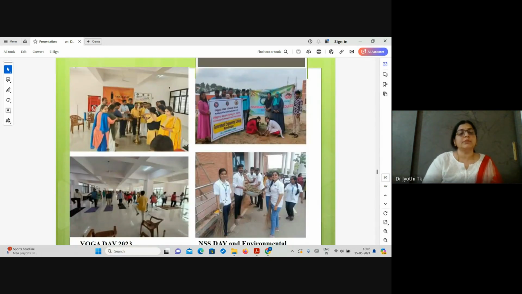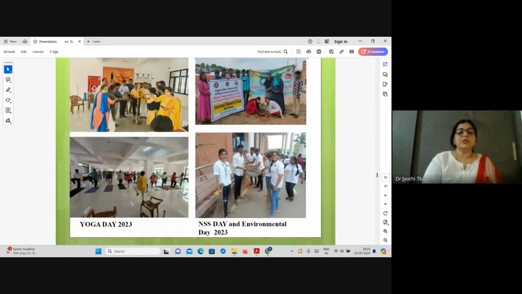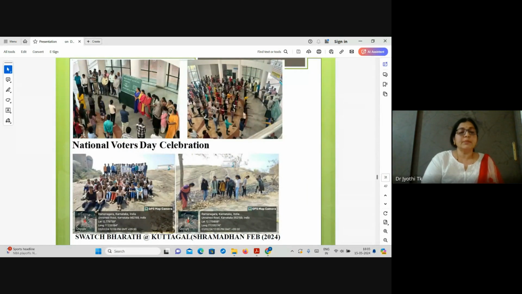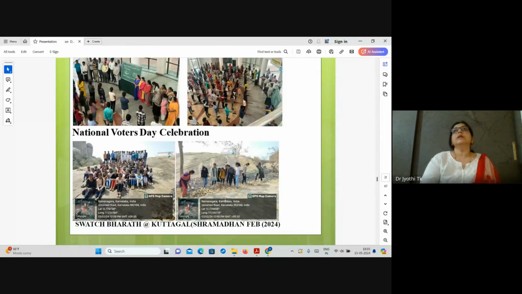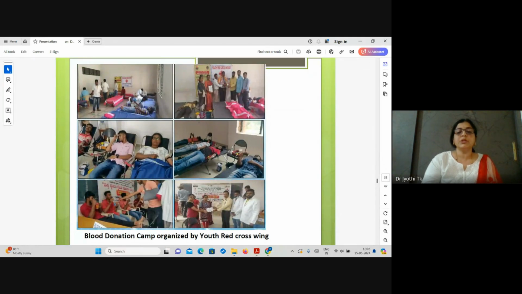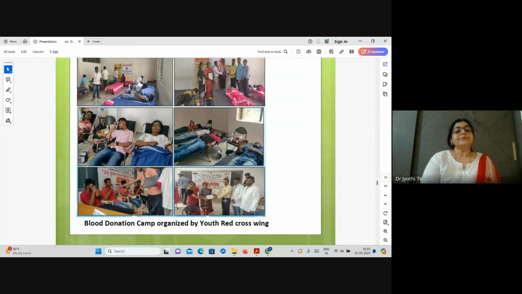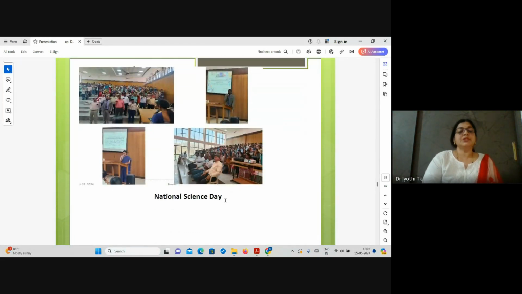So these are a few photographs of Clean Drive, Yoga Day celebration, NSS Day and Environmental Day celebrations, Voter Day celebration, and our students also visit nearby villages as a community service. They clean the area, they educate the people, and this is the blood donation camp organized by Youth Red Cross Wing. Then the National Science Day celebrations at GECR.